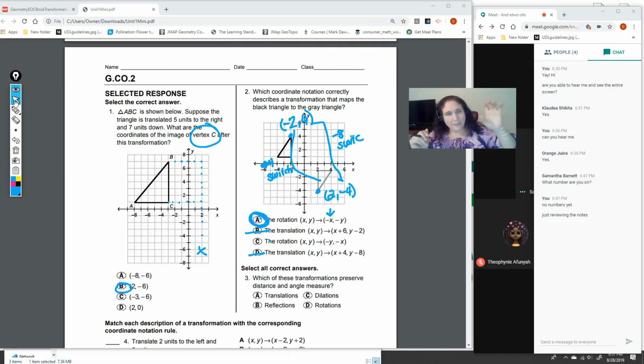Worst case scenario, pick a couple points that are on the pre-image and a couple points on the image and plug them into the equations to see what you get. And that's the easiest way I can think about to do this particular problem.